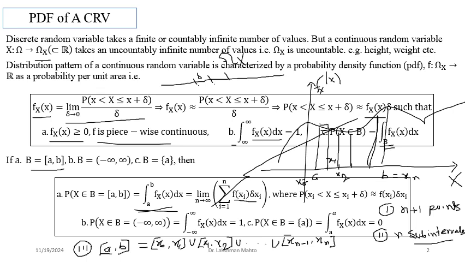Okay. And suppose if your interval B set is the complete R, that means it takes values from minus infinity to infinity, then what would be the probability? It is just computing the integral of the density function from minus infinity to infinity, and we know the value of this, it is equal to 1. We had already seen this from the property of density function. And if B is a singleton set, that means we are integrating the density function from A to itself. What is the integral of a function from A to itself?